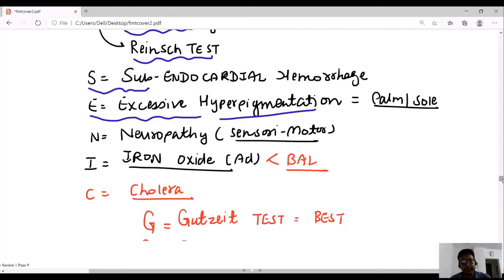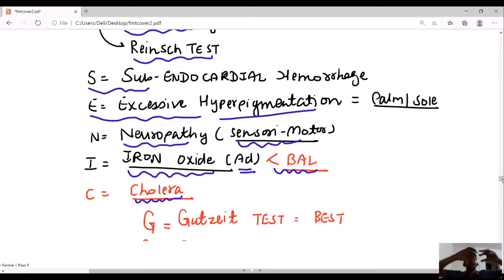N for neuropathy, it is sensory motor neuropathy. I for iron oxide is an antidote, but BAL is a better antidote. BAL is more commonly used. C for it mimics cholera.